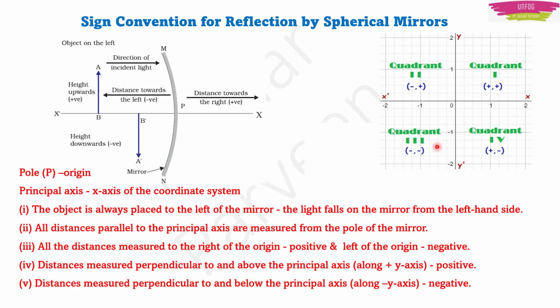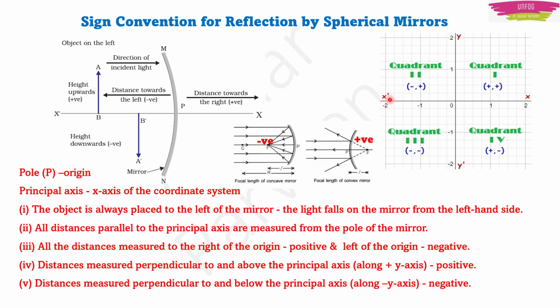It will be very helpful for you to solve the numericals. Now a very important point is that the focal length of a concave mirror will always be negative, because the principal focus falls in the second quadrant, on the principal axis. So this is always going to be negative. Conversely, for the convex mirror, the imaginary lines meet at the focus on the right-hand side, to the right of the origin, the pole. So the focal length for a convex mirror will always be positive.